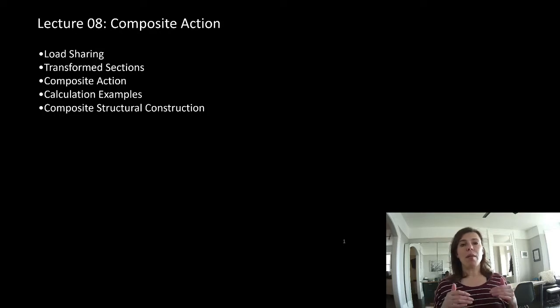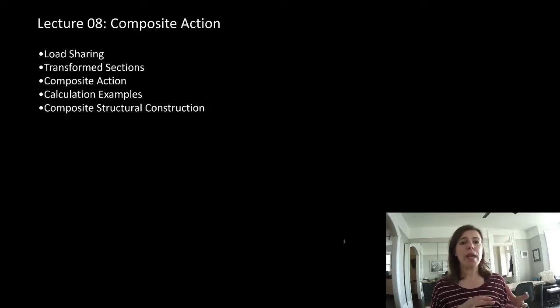So we're going to talk about composite action. And there's a few ways to start talking about composite action. Ultimately, we want to know, what does it take for 2 different objects or materials to work as one thing? It could be 2 objects of the same material, it could be 2 objects of different material. What does it take to make them work as one?